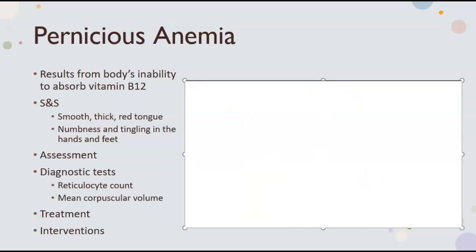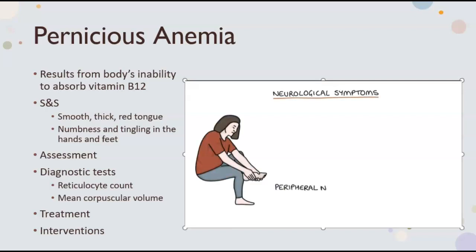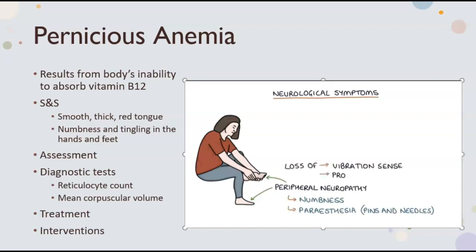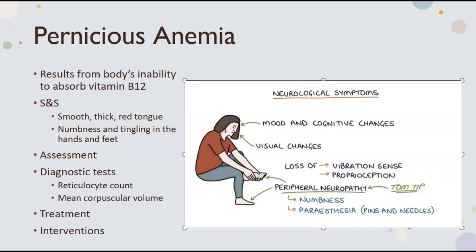Vitamin B12 deficiency can cause a number of neurological symptoms, and these are peripheral neuropathy with numbness or paresthesia, and paresthesia is like pins and needles, a loss of vibration sense or a loss of proprioception, visual changes, and then mood and cognitive changes. A quick Tom tip for your exams: remember testing for vitamin B12 deficiency and pernicious anemia in patients presenting with peripheral neuropathy, particularly with pins and needles.